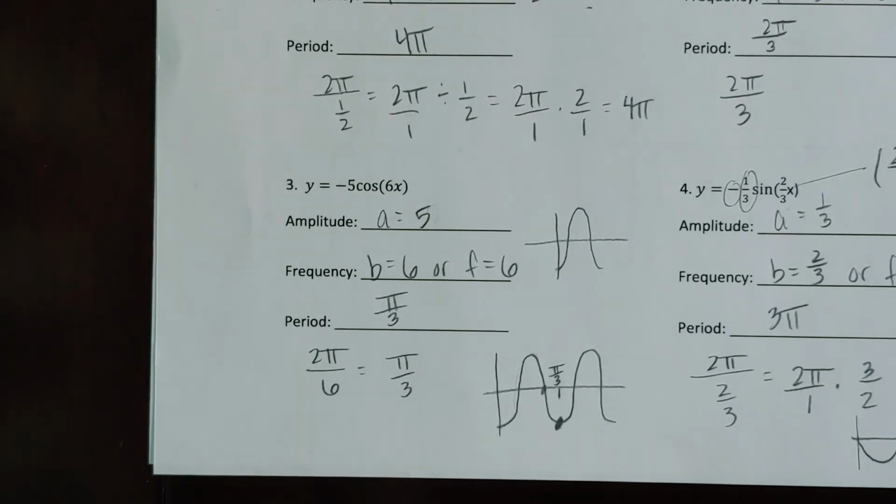So the larger the frequency, the more you have between 0 and 2 pi, the smaller the period is going to be. Because if you have a bunch of them, then it takes less time. They're really skinny, and it takes less time to get a complete one.